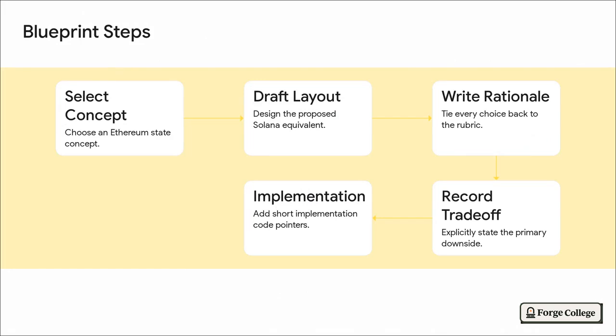So put on your patent inspector hats, because here's the exact 5-step process we're going to follow to build this blueprint. Step 1, select a concrete Ethereum concept. Think of something super specific, like an ERC20 balances mapping. Step 2, draft a proposed Solana layout, and make sure to include an account sketch. Step 3, write out your rationale, tying every single choice directly back to our rubric. Step 4, record one explicit, heavily scrutinized trade-off.